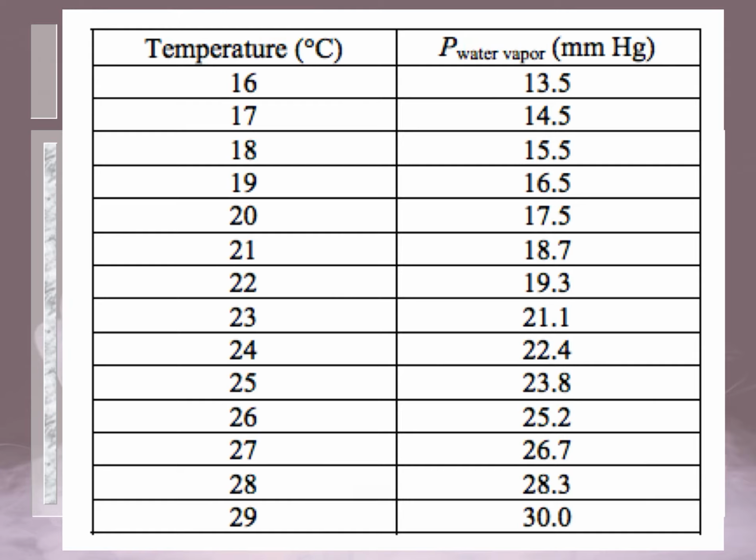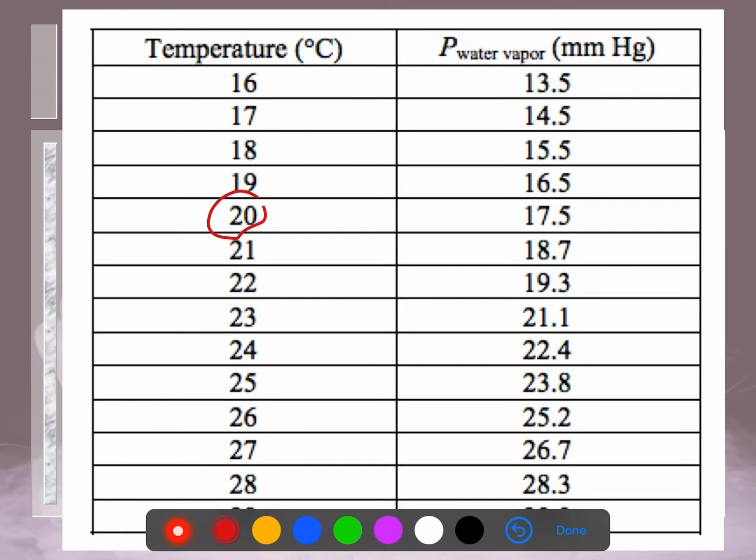Now do understand that how much water evaporates is based upon the size of the container. But we're not looking at how much water evaporates in the process. What we're looking at is the pressure that it produces, and the pressure it produces is solely based on the temperature. If you have a very small container and you run your reaction at 20 degrees Celsius, then it's going to produce 17.5 millimeters of evaporated water in the container.